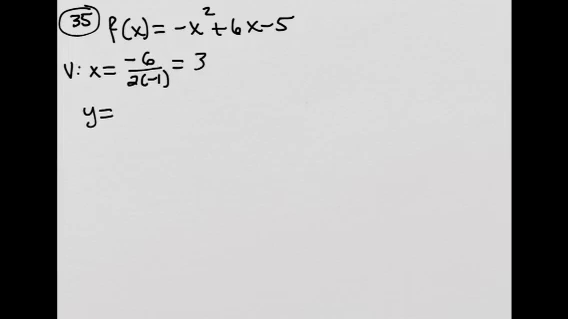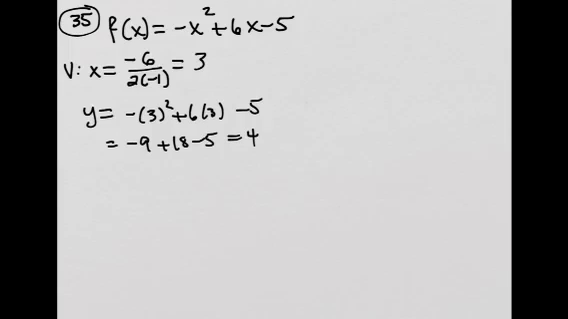Then to find the y, I replace the x's with 3, and so that gives you negative 3 squared plus 6 times 3 minus 5. So that gives you 9, right? 3 squared is 9, but there's a negative in front. So negative 9 plus 18 minus 5, so that's 9 minus 5, which is 4. So the vertex is 3, 4.